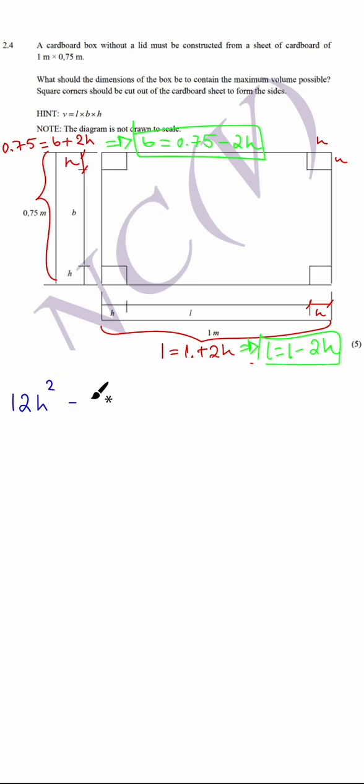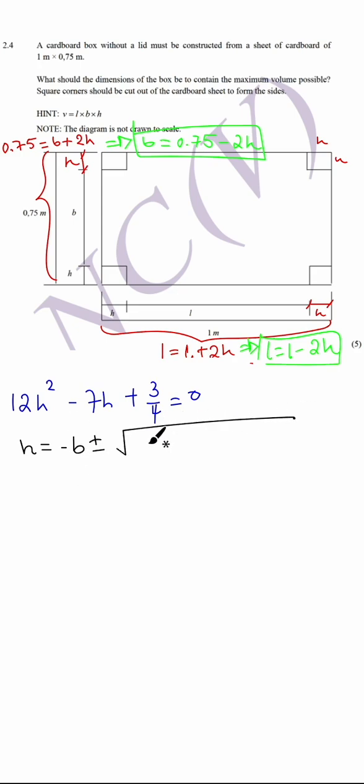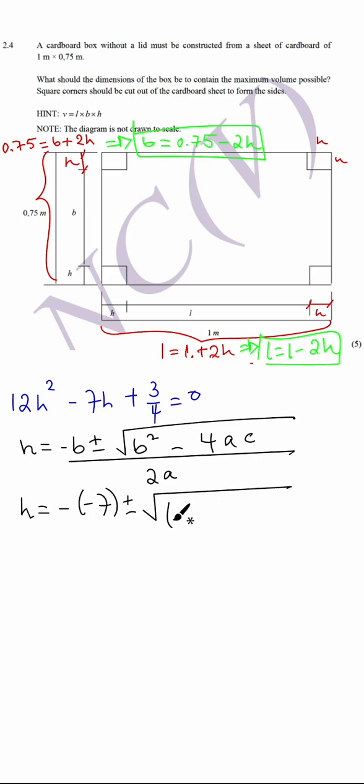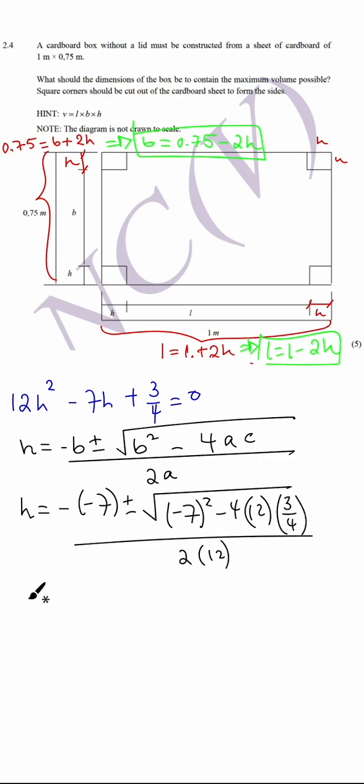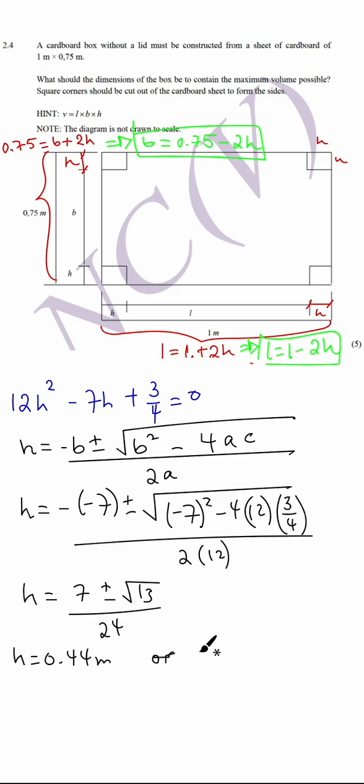Now we solve that quadratic equation. To solve it, we use the quadratic formula, which in our case says h is equal to minus b plus or minus the square root of b squared minus 4ac, all over 2a. Now our a is 12, our b is negative 7, and our c is 3/4. We substitute all of that in the formula. Once we substitute and simplify everything, in the end we find h is equal to 7 plus or minus the square root of 13, all over 24. If I use that to solve for h, I get two values of h. One value is h equal to 0.44 meters, and the other value is h equal to 0.14 meters.